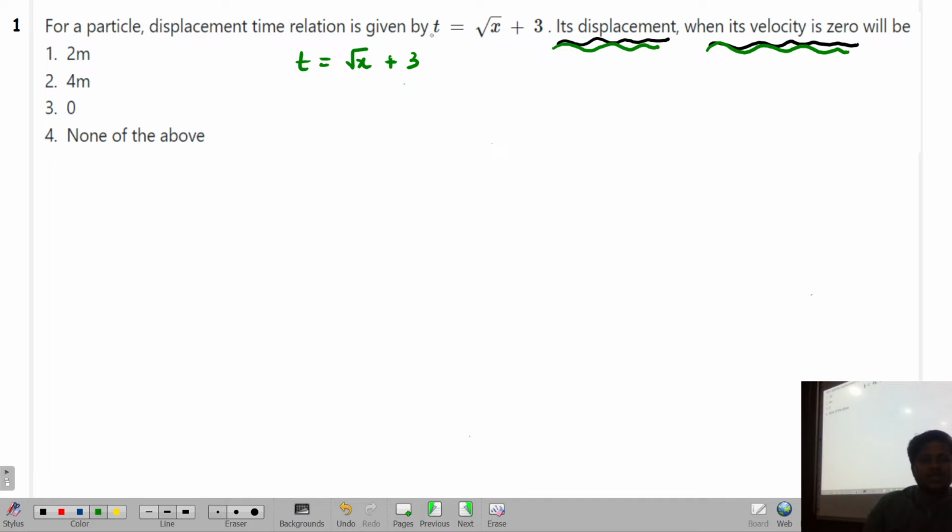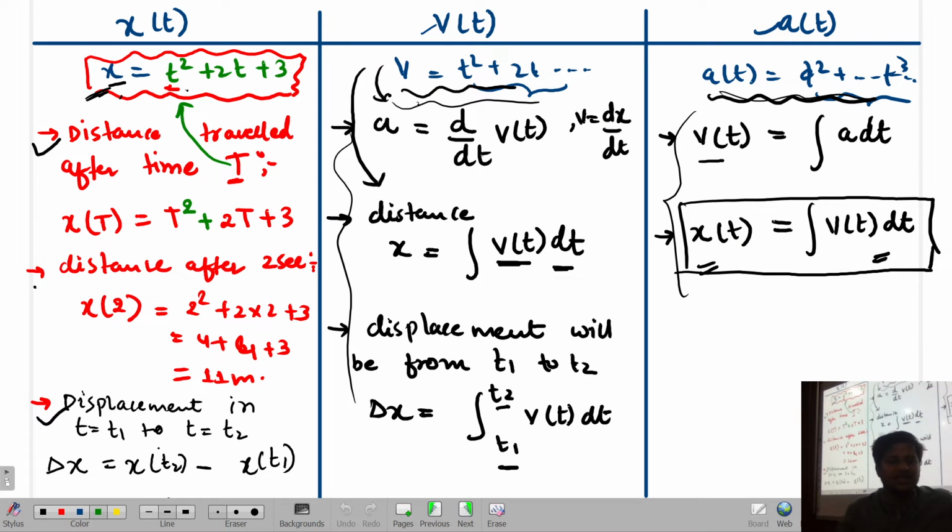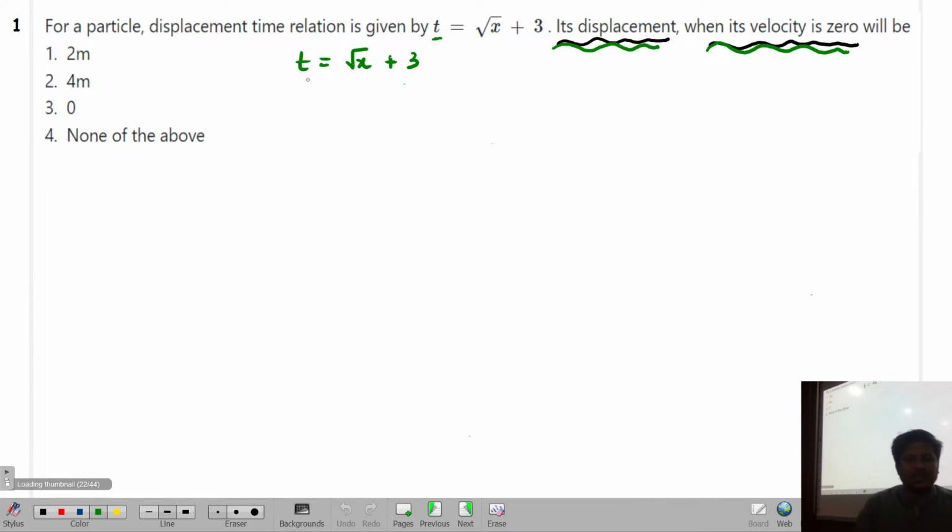Now, as you know, here for time I gave any kind of equation, did I make any kind of equation for the time? No, I didn't. So you have to convert the time equations into either the form of x of t, v of t, or a of t. Look over here, it is given t is equal to root x plus 3. I can write x is equal to what? I'll bring 3 to the LHS, and it will become t minus 3 whole square.